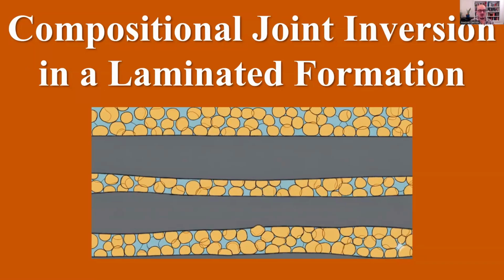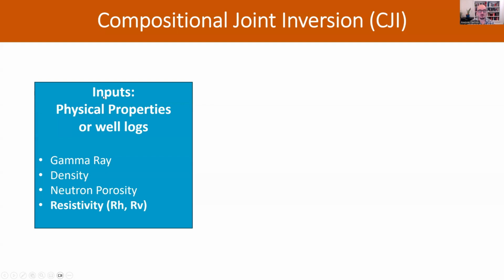Today we're going to be talking about compositional joint inversion in a laminated formation. So the first thing I want to do is go over what we mean by joint inversion. In general, we just say that we have some inputs, physical properties or well logs.